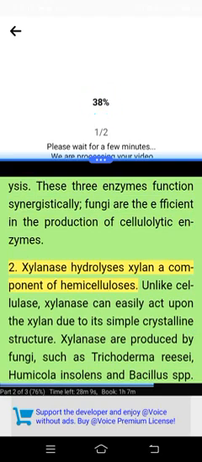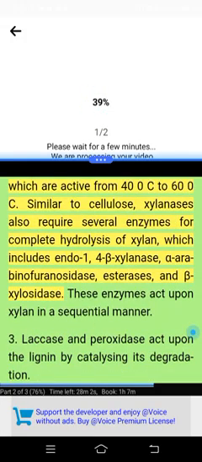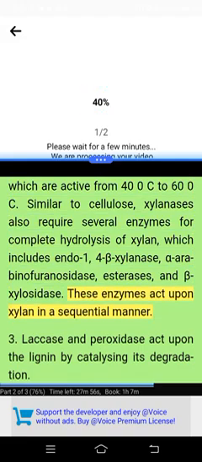2. Xylanase hydrolyzes xylan, a component of hemicelluloses. Unlike cellulase, xylanase can easily act upon the xylan due to its simple structure. Xylanases are produced by fungi, such as Trichoderma reesei, Humicola insolens, and Bacillus spp., which are active from 40C to 60C, similar to cellulase. Xylanases also require several enzymes for complete hydrolysis of xylan, which include endo-1,4-beta-xylanase, alpha-arabinofuranosidase, and beta-xylosidase. These enzymes act upon xylan in a sequential manner.